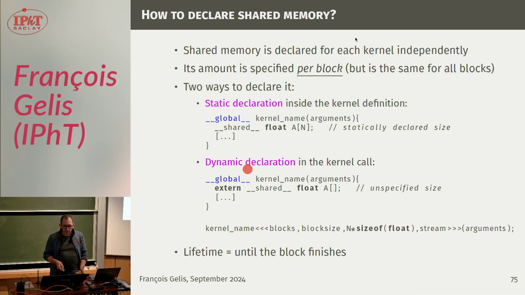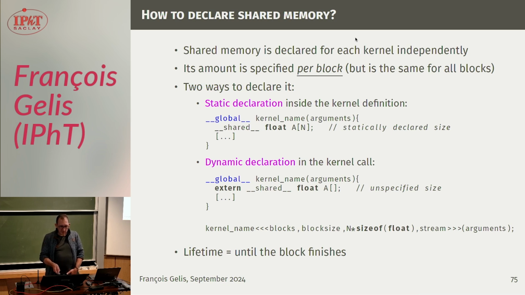And then there is a dynamical way to declare the shared memory. So inside the kernel, you have to declare this array of floats, but you don't specify its size. You see that between the brackets, there is nothing here. You have to use the keyword __shared__ as well. But now you declare it as extern, which means from the point of view of this function, you can use this array A and it's defined somewhere else. You don't have to worry about it.